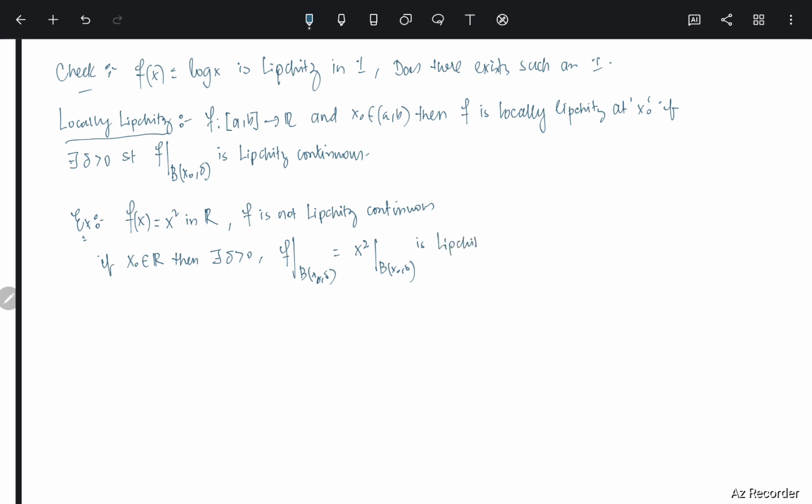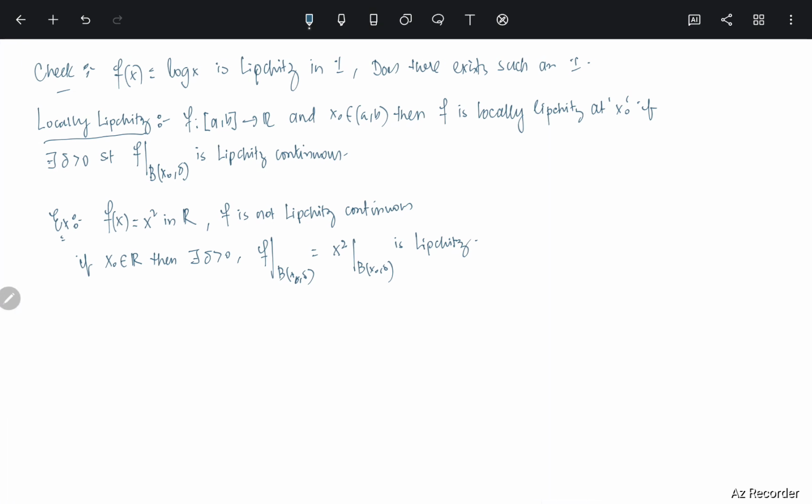So what does that give you? It gives you that this is a function which is of course not Lipschitz continuous in R, but it is locally Lipschitz. So what we have gained here is the information that Lipschitz continuity is a much stronger condition. Locally Lipschitz is a much relaxed condition, and it is a bigger space than Lipschitz continuity.